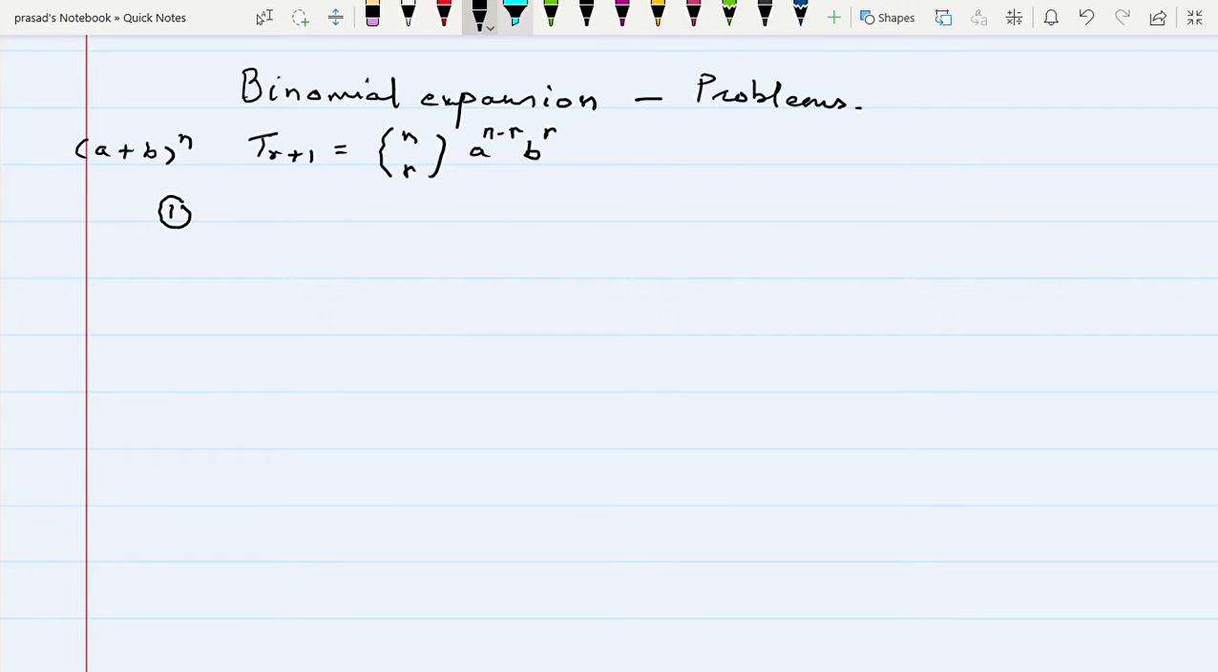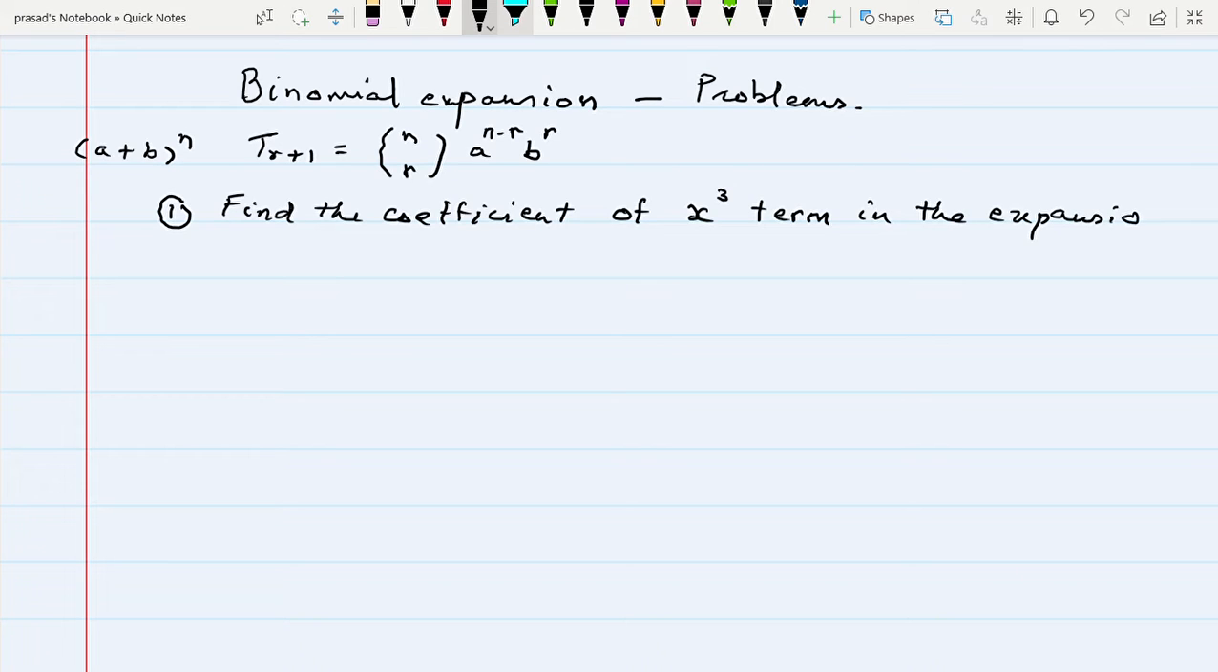So the first one: find the coefficient of the x cube term in the expansion of (3 plus 2x) to power 9.